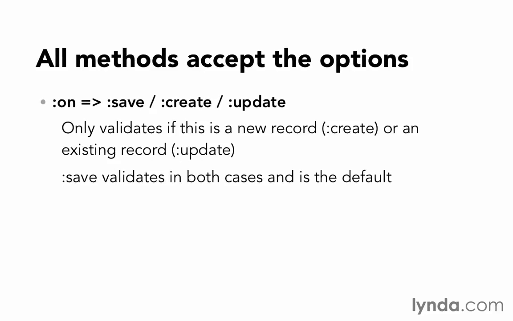There are two more important options that you can pass in. One is for on, so that you can pass in either save, create, or update, and that will tell this validation when it should run. You may want to run a validation only for new records, in which case you would use on: :create. Or you would want to run the validation only for existing records that have already been stored in the database one time. Then you would run it for on: :update. Or save, which is the default, which says that we would run the validation in both cases, both for creating records and for updating records.